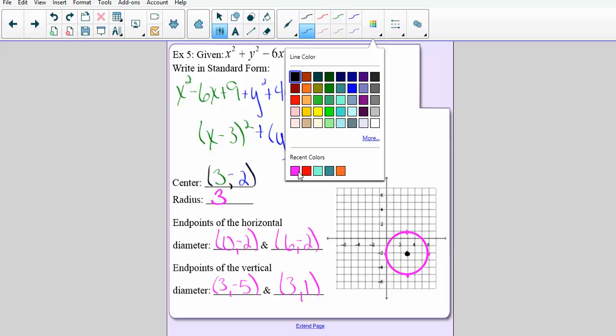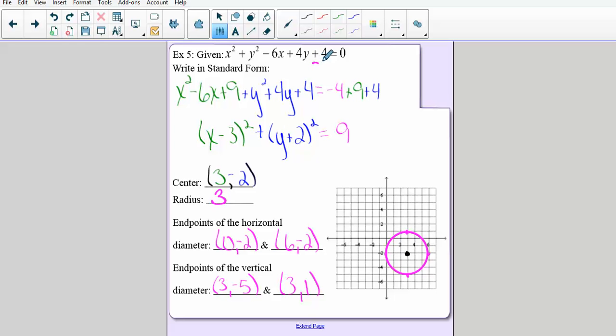What am I doing? Geometry. Geometry. So we should have moved that 4 over.